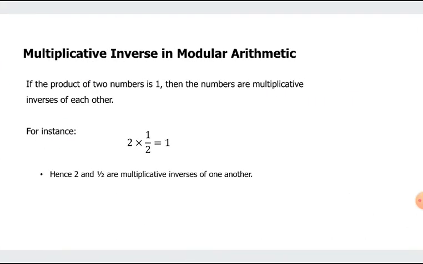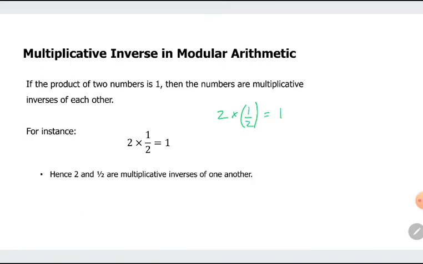Now, how about multiplicative inverse? In additive inverse, that's the number that if you add two numbers together, it will result in a sum of 0. In multiplicative inverse, I have to multiply two numbers and the product will be 1. So if I have a 2, what will I multiply by 2 such that the answer will be 1?